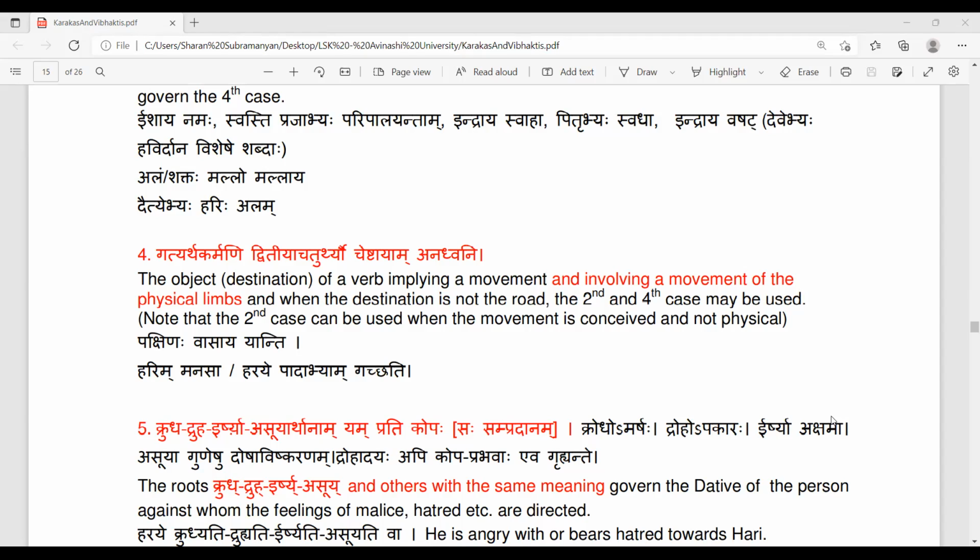Padabhyam Gachati. Gachati, the Gamanakriya has got the object, and the meaning is that it involves movement. The movement involves the movement of the physical limbs, pada, and when the destination is not the road, then the object, hari is the object. The place of reach is hari. So when the movement is through the limbs and when the destination is not the road, the hari, the object, the karma, can be in Chaturthi Vibhakti. Therefore, Haraye Padabhyam Gachati. Here, Chaturthi Vibhakti is used, Haraye.